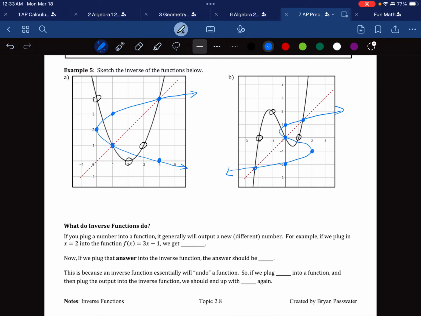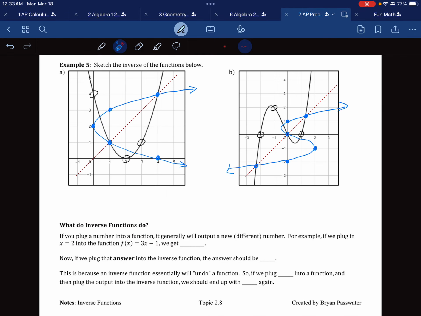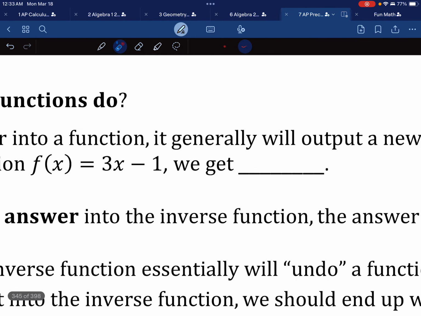So what do inverse functions actually do? If you plug a number into a function, it generally will output a new number. So for example, let's go ahead and have this function 3x minus 1. Let's plug 2 into it. Watch what happens. So 2 is plugged into this x. This is going to be 3 times 2, which is 6, minus 1. 6 minus 1, we get the output of 5.